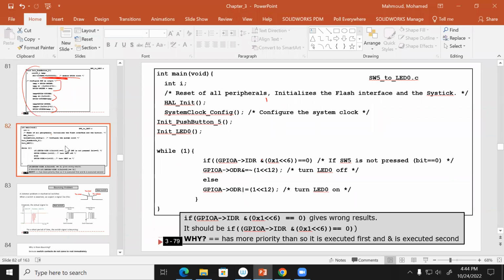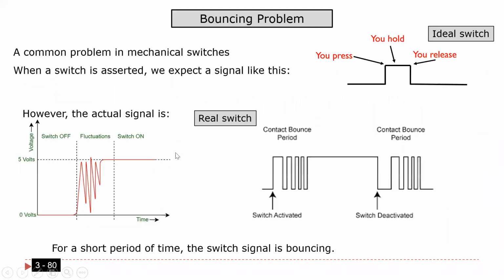Is that okay? Good. Now, I'm going to explain a very known problem. We call it the bouncing problem. This is a known problem in any mechanical push button. Any mechanical push button suffers from this problem. Okay. So what I told you, guys, is that when I press the button, it should be high, and while you hold, it should stay high. Once you release, it should go to low. That's what I told you.